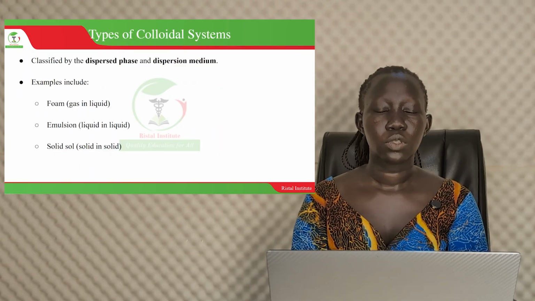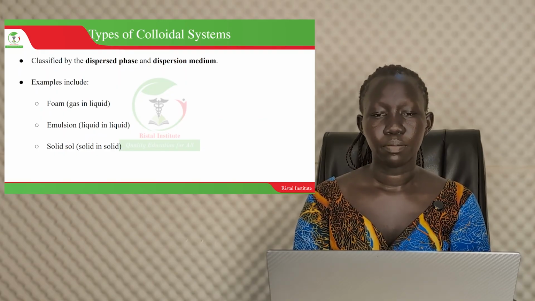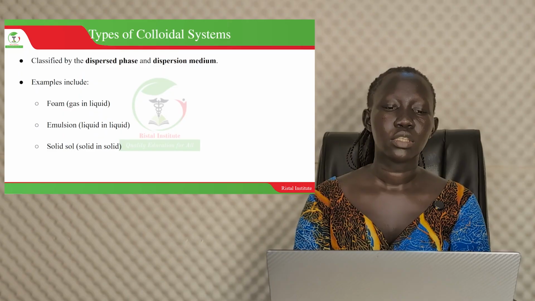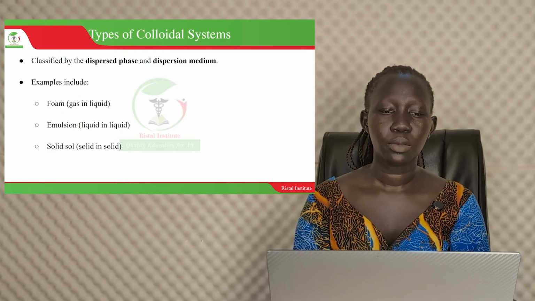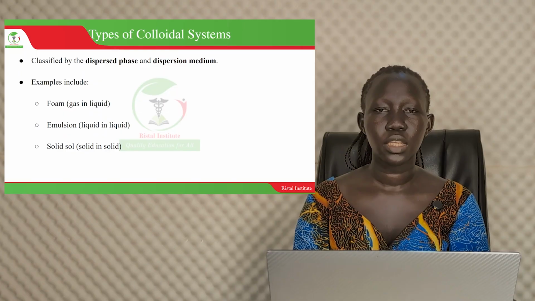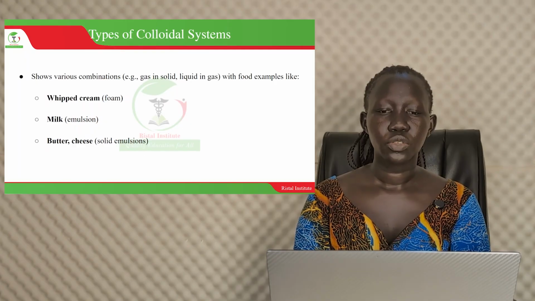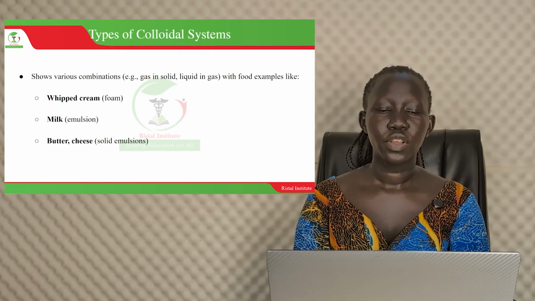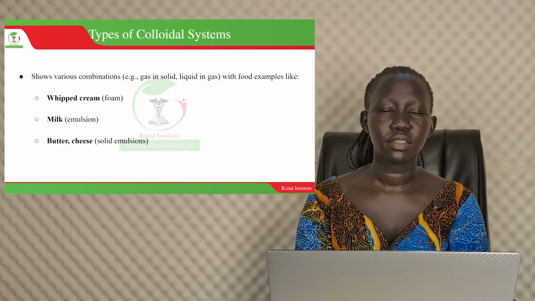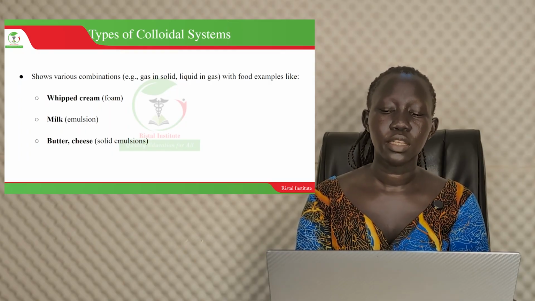Types of colloidal systems. These can be classified by the dispersed phase and the dispersion medium. The examples here include foam, that is gas in liquid, and then emulsion, which is a liquid in a liquid, and then we have what we call a solid sol, which is a solid in a solid. These show various combinations, for example, gas in solid, liquid in gas, with food examples. Whipped cream can be categorized as a foam, and milk is an emulsion. Butter and cheese fall under solid emulsions.